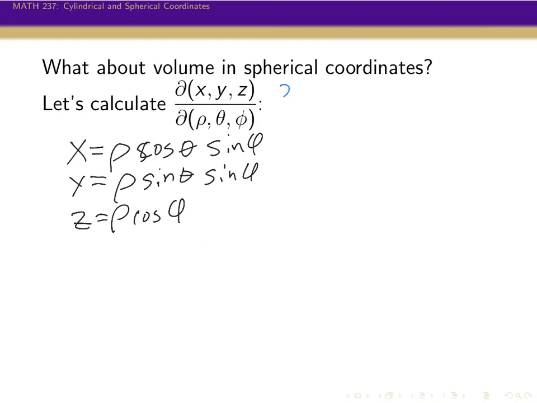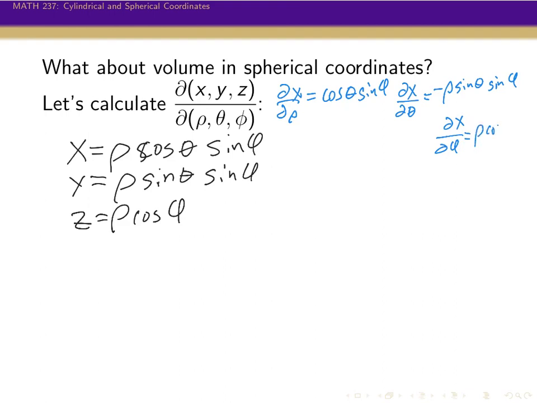So the partial of X in terms of rho is going to be cosine theta sine phi. Partial of X in terms of theta is going to be minus rho sine theta sine phi, and the partial of X in terms of phi is going to be rho cosine theta cosine phi. And then let's do the same thing for Y.